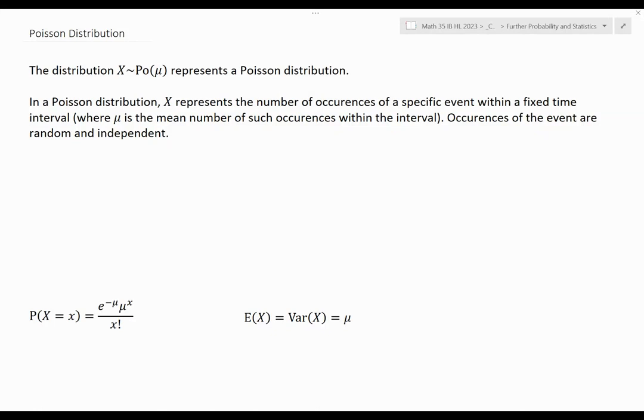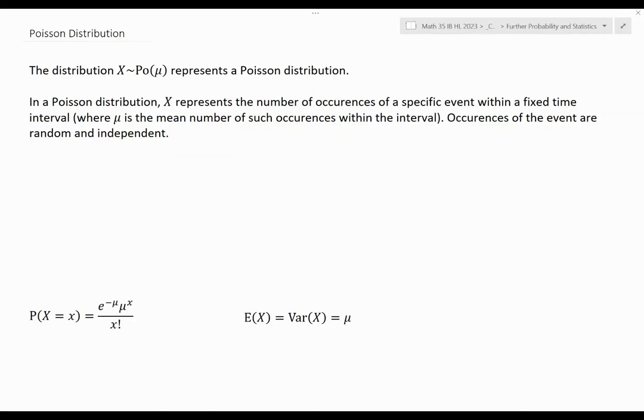Occurrences of the event are random and independent. So this could be, for example, the number of cars that pass by a particular intersection in a 1 hour period, or it could be the number of sales that a shop is making in a day. So these are a specific fixed time interval. We have a mean number of occurrences, but of course, there can be any number of occurrences within that.